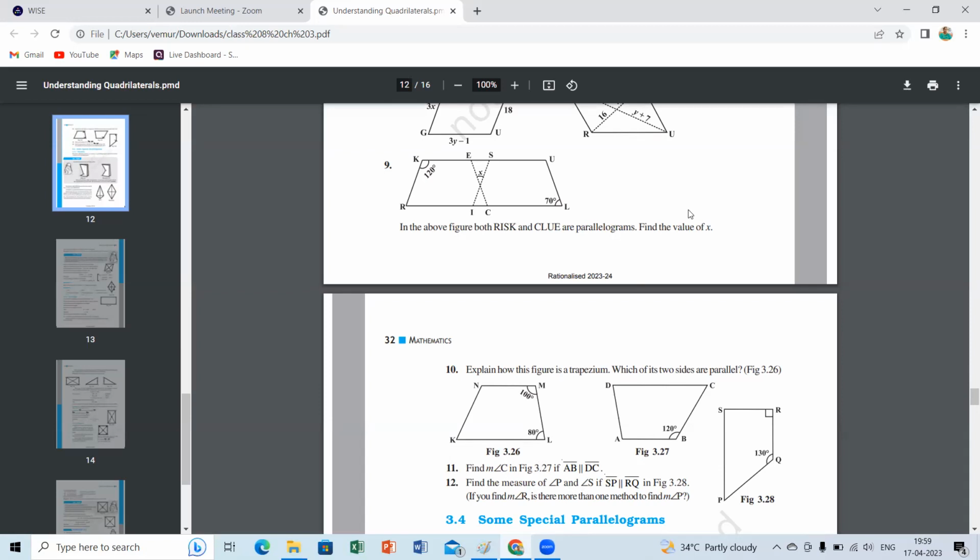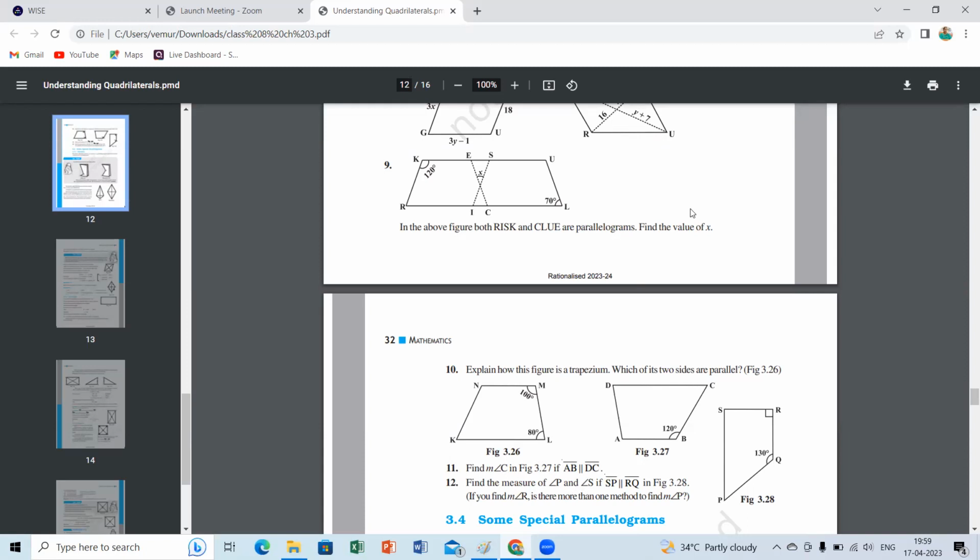Listen to the part. They mentioned the conditions are given. For the 10th bit, explain how it is a trapezium. So adjacent angles sum should be supplementary. So 100 plus 80 is supplementary. You can write directly.